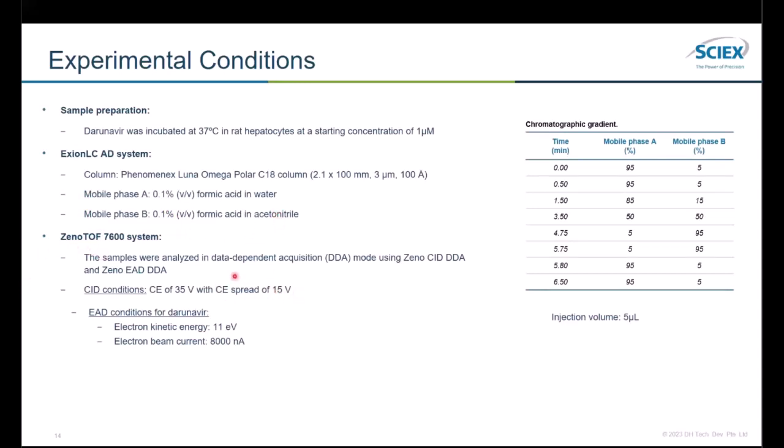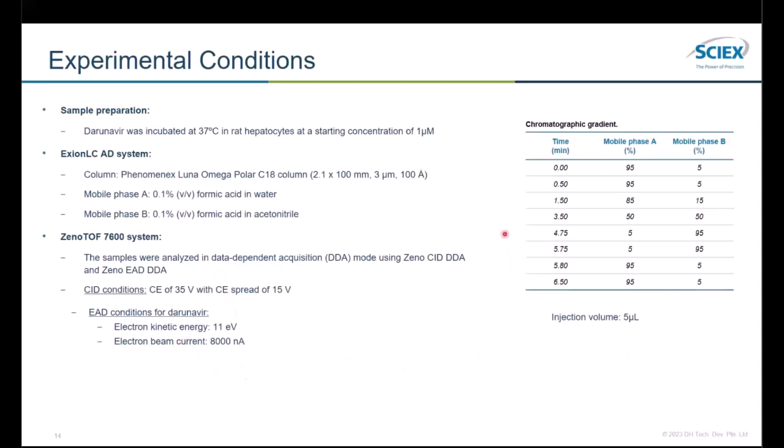We operated the system in data-dependent acquisition. You might see it as IDA in the methods in SCIEX OS. We ran it with both CID and EAD. The CID conditions were a collision energy of 35 and a CE spread of 15 volts, very basic conditions to generate good MS/MS coverage. For EAD conditions, we had an electron kinetic energy of 11 eV and an electron beam current of 8,000 nanoamperes in this case.